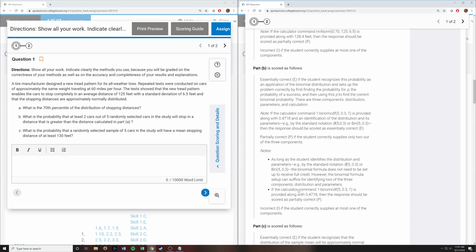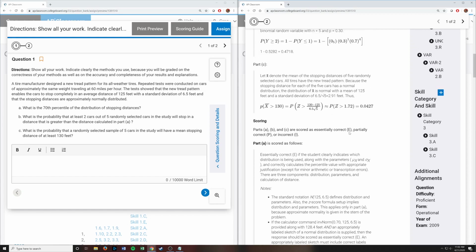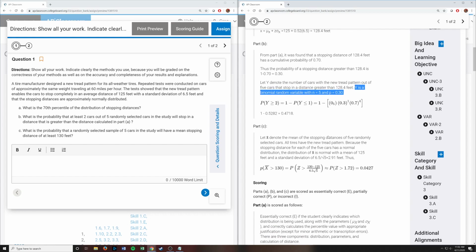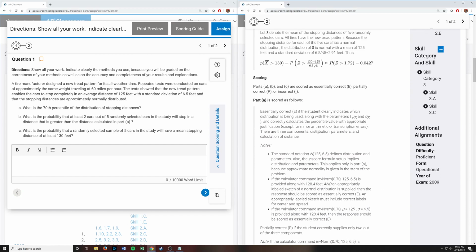And if you just provide 1 minus binom CDF with what you put in and the answer, again, that will give you a P even if it's the right answer. So what they're saying, the difference between just typing this or writing this down and getting an E, is writing this information. You could either write it one of these 2 ways, or you could write out, hey, this is a binomial random variable with n equals 5 and p equals 0.3. That tells them you know exactly what distribution you're using, which is important.